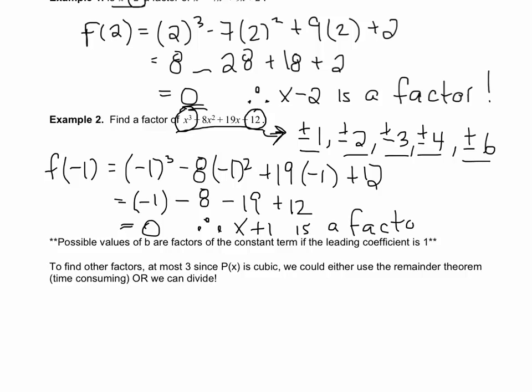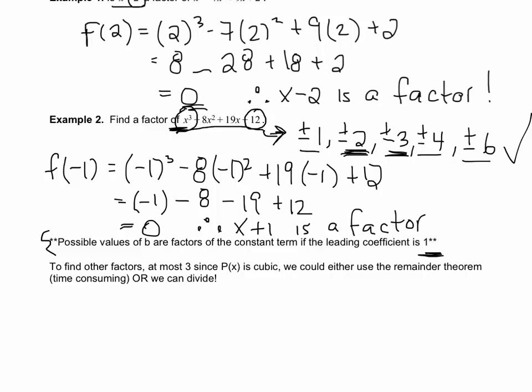If we did not get a remainder of 0, then you would want to go on and maybe try negative 2. If that didn't give you 0, go on and try negative 3, and you have to just keep going until you find one that actually gives you a 0. The possible values of b are factors of the constant term if the leading coefficient is 1. In this example, the leading coefficient was 1, so doing it this way is the appropriate manner.